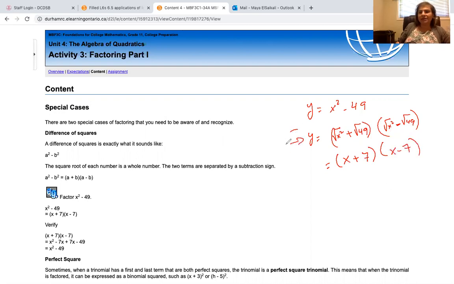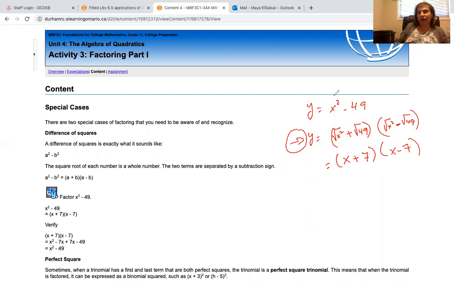You can skip that step if you want, as long as you know what's happening in your head. You're taking the square root of the first term and then the square root of the second term, and one bracket is going to be a plus and the other bracket is going to be a minus. Now, let's see if that actually works.